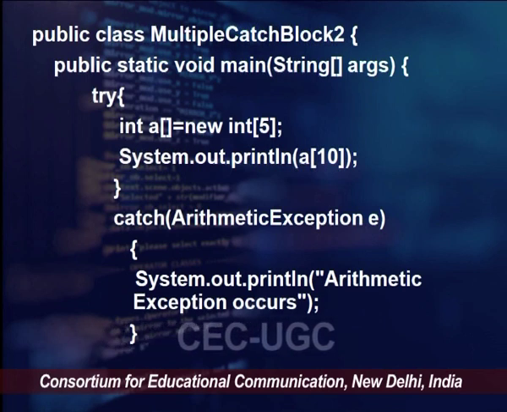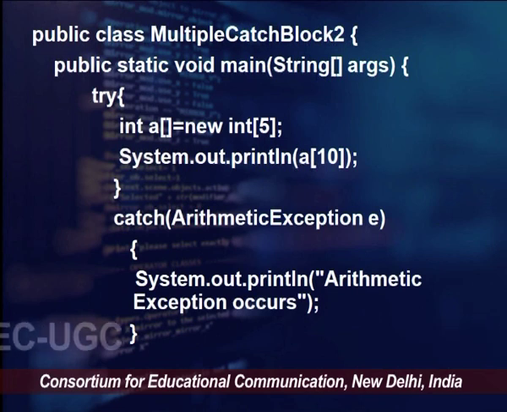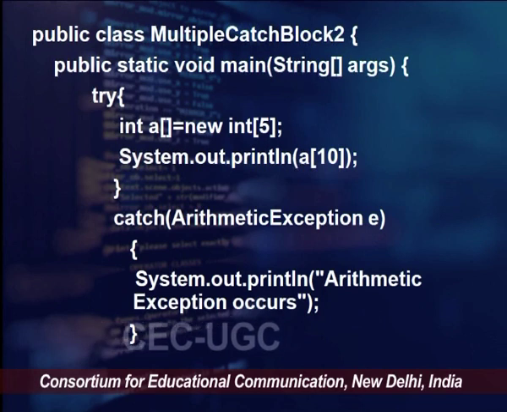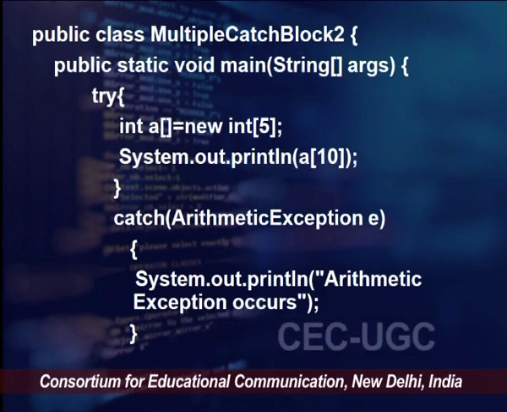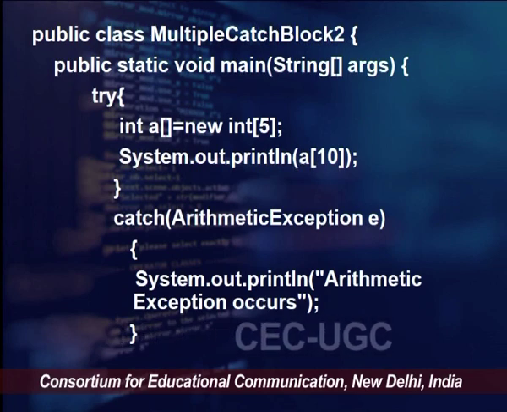So, now A of 10 here does not exist, and the system is not going to raise any arithmetic exception because there is no such scenario. Only the exception related to the array index out of bounds will be printed, and then finally the rest of the code will be printed. So, the appropriate exception is caught by the system and then handled accordingly.